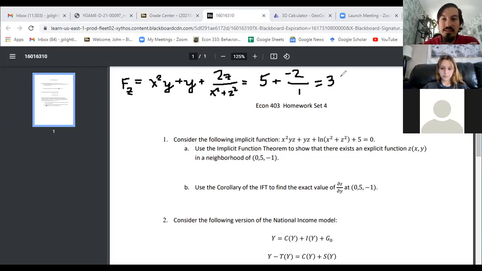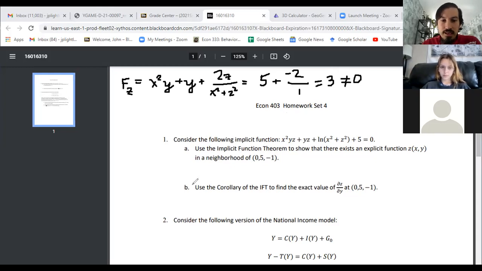For part A, you just have to show that that's not equal to 0. If you said that, I would accept that as full credit. It'd be even better if you said that because this function capital F is continuous and differentiable in the variables x, y, and z in a neighborhood of (0, 5, -1), then that plus the fact that F_z is not equal to 0 is enough to solve A.